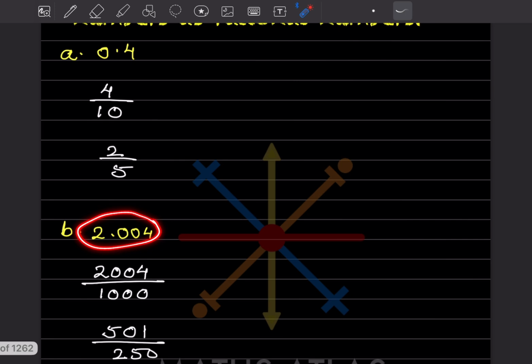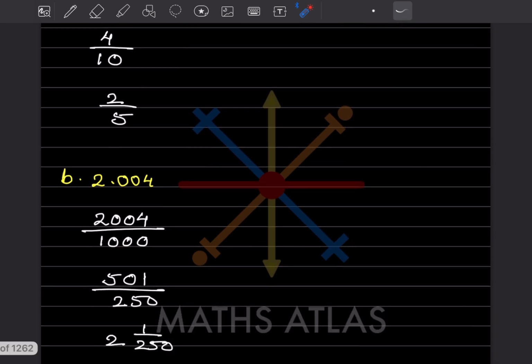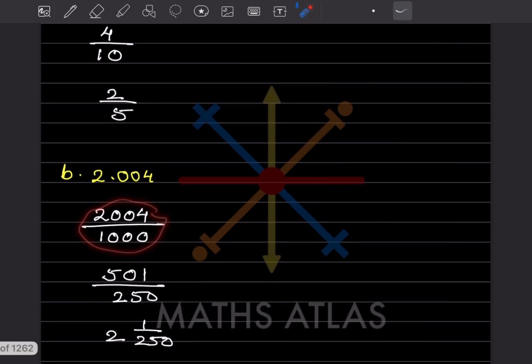Now for this one, after the point there are 3 numbers. So we can write this number as it is and we are going to divide it by 1000, because there are 1, 2, 3 digits. So we are going to simplify it further. Since this is a big number, you might get confused about which number to simplify. Whenever we have to make it to the simplest form, we take the HCF of it. So to find out the HCF, what will you do?